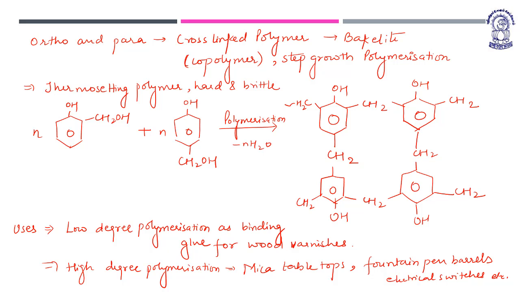Previously, we have seen the formation of novolac. Bakelite is a thermosetting polymer. It is hard and brittle. It is a copolymer. It follows step growth polymerization technique. The low degree of polymerization is used as a binding, adhesive material for wood varnishes and lacquers. High degree polymerization is used to make mica tabletops, fountain pen barrels, and electrical switches.